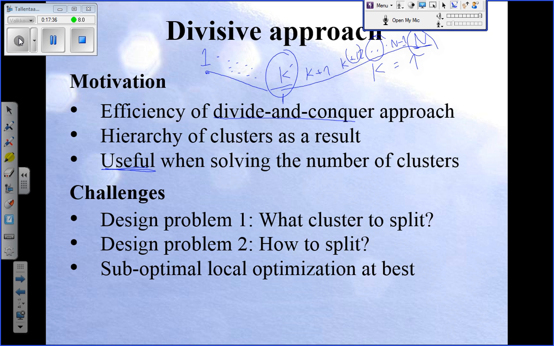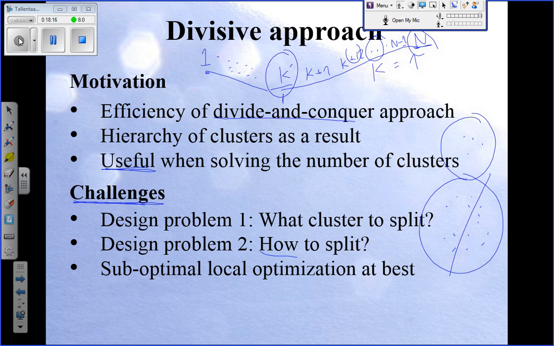So the challenges here are that everything is first in one cluster, so we don't have to decide what to split. But let's suppose we already split and we have two clusters, then we have to choose which one to split next. So that's the first question. And second is how to split. Now we decide that this has, let's say, a bigger variance. This kind of heuristic actually works reasonably well. We have a bigger cluster, with larger variance than this cluster, so we decide that to be split. But then how to split?